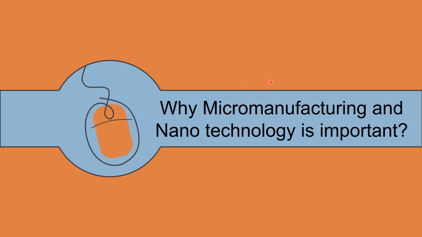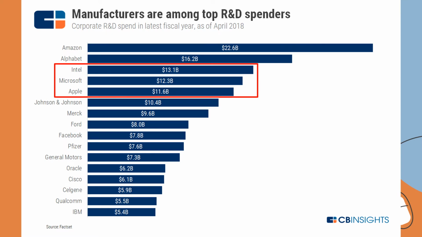Now let us look at why micromanufacturing and nanotechnology are important. To see how important micromanufacturing is, you can look at this graph. This shows the top spenders on R&D, the manufacturers that spend on R&D. The top two are Amazon and Alphabet, but numbers 3, 4, and 5 are micro manufacturing companies, companies that produce parts with micro manufacturing processes.